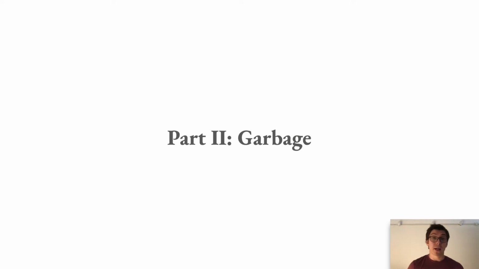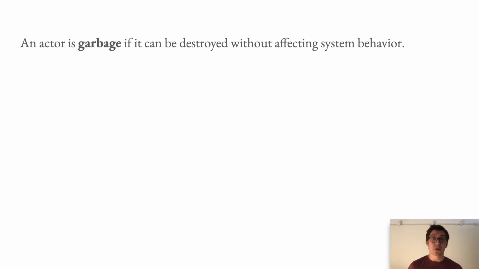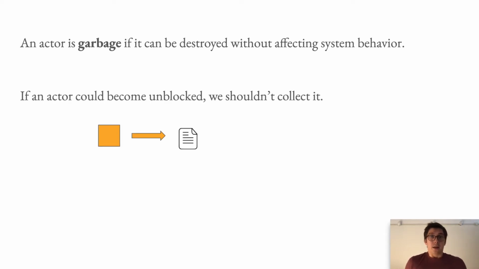So what does it mean for an actor to be garbage? The standard definition is that garbage actors can be destroyed without affecting the system's observable behavior. But garbage collectors usually don't have access to an actor's internal code, so we're forced to be a little bit conservative. If there's any possibility for an actor to become unblocked, then it's not safe to garbage collect it. And this is because when the actor becomes busy, it might perform effects like writing to a log file.